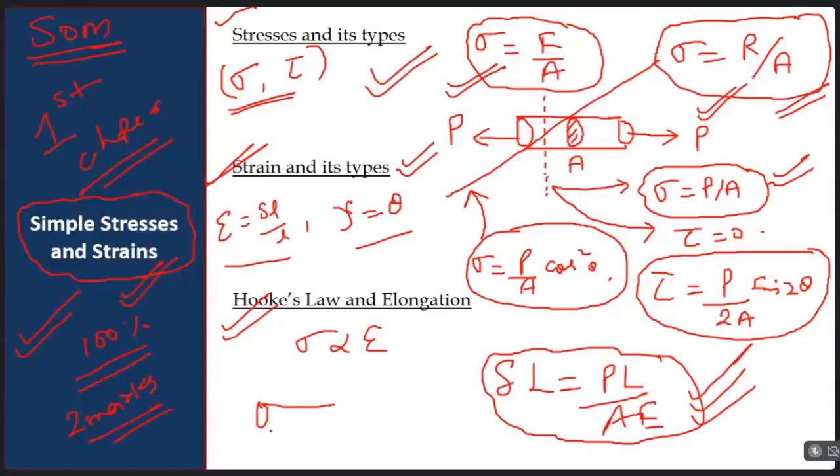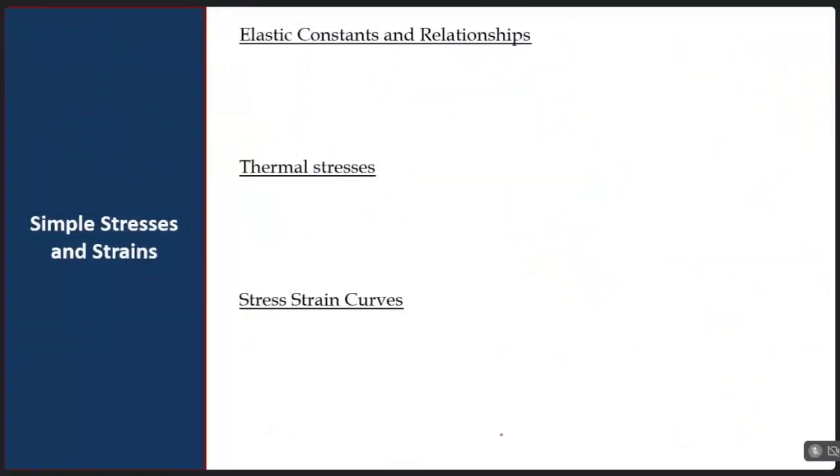Suppose here we have a rod, and after the application of force, the length of the rod increases by some amount delta L. This is the delta L, and this is the original length L here. So delta L will be this much, PL by A. Very important formula. Do not forget, very important formula.